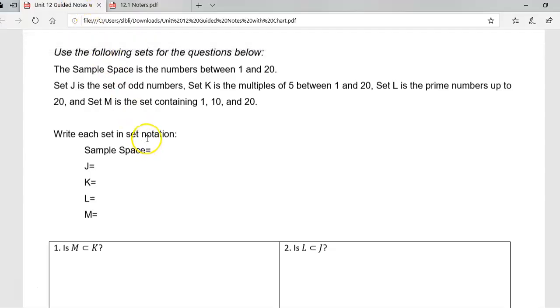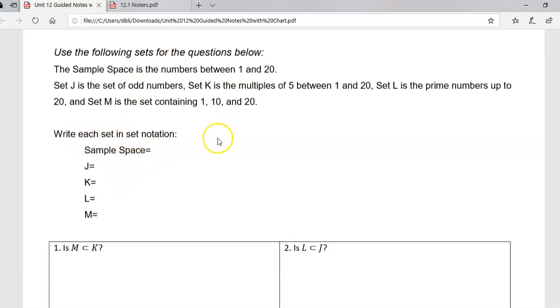It says, use the following sets for the questions below. The sample space is the numbers between 1 and 20. The set J is a set of odd numbers. Set K is the multiples of 5 between 1 and 20. Set L is the prime numbers up to 20. And set M is the set containing 1, 10, and 20. Then it's asking us to write out each of these sets. So it says write each set in set notation.